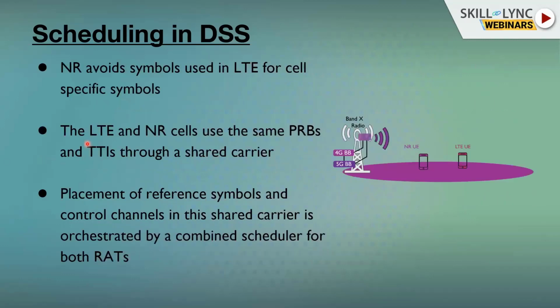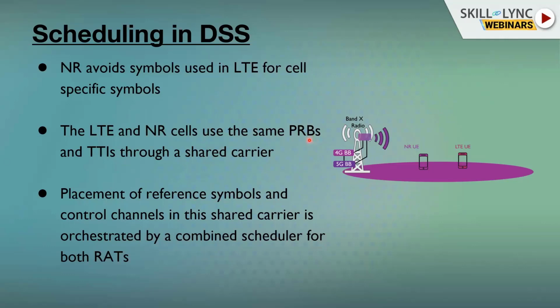Also, NR avoids symbols used in LTE for cell-specific symbols, right? So we're trying to avoid the symbols of LTE. So we have a clear definition of what the NR symbols are and what the LTE symbols are, cell-specific symbols, that is. The LTE and NR cells use the same PRBs, right?